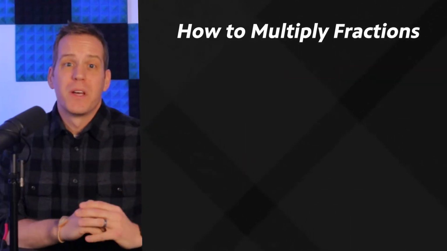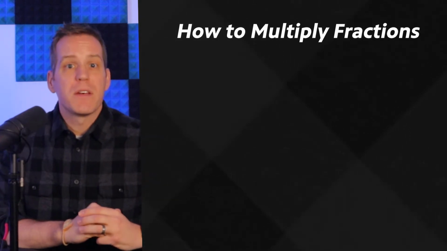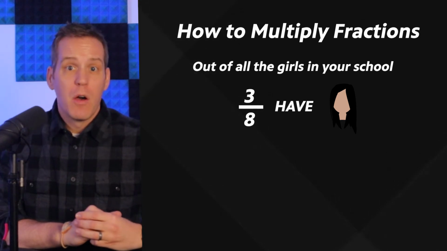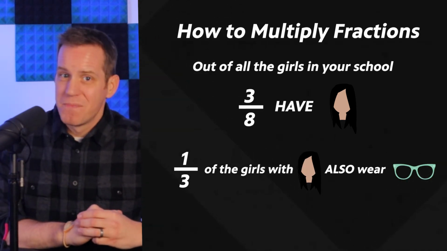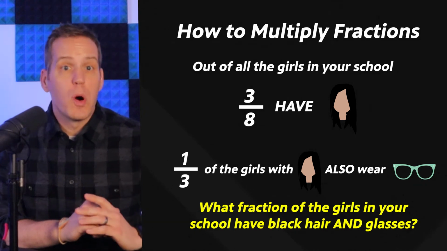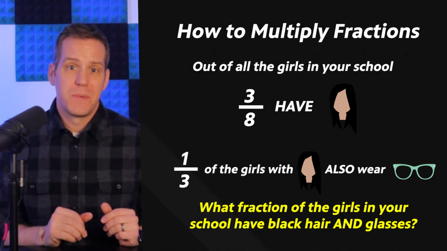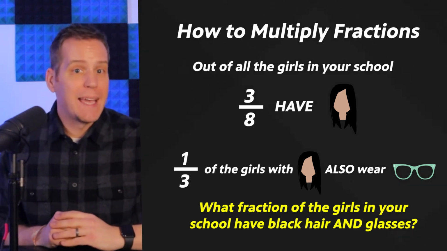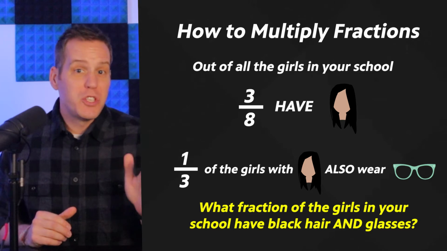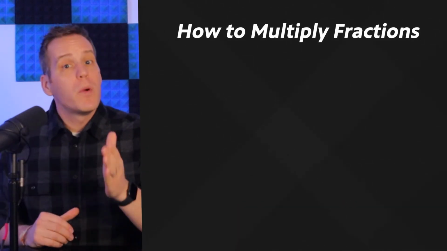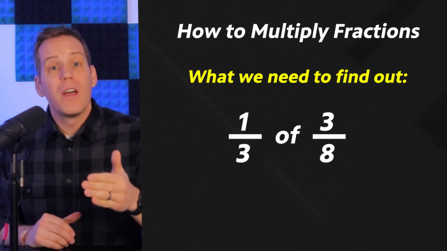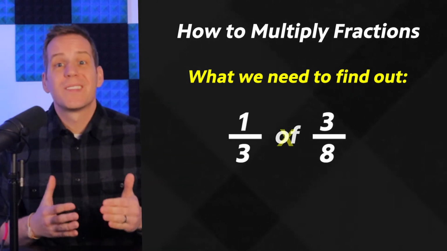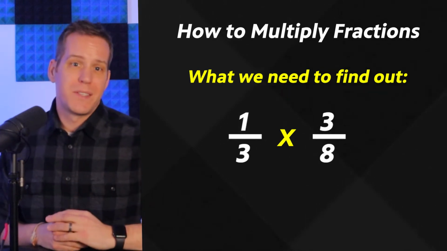Or let's think about this one. Let's say 3/8 of the girls in your school have black hair. Now out of those girls, 1/3 of them have glasses. So what fraction of the girls in your school have black hair and glasses? What's being asked here is quite simple. If 3/8 of the girls have black hair, then we're not worried about the rest, we just want to know about the 3/8. And what we need to find out is what 1/3 of 3/8 is. And again, we can do 1/3 times 3/8 to solve this.